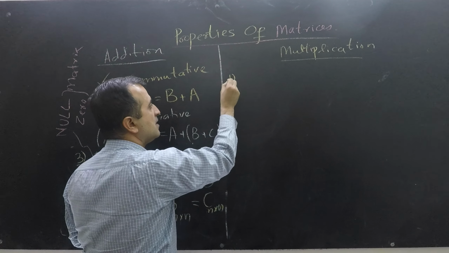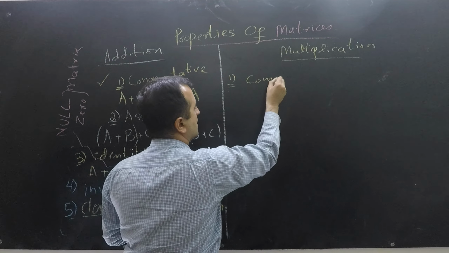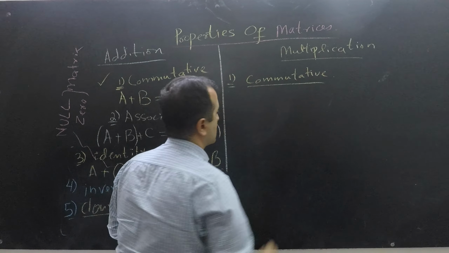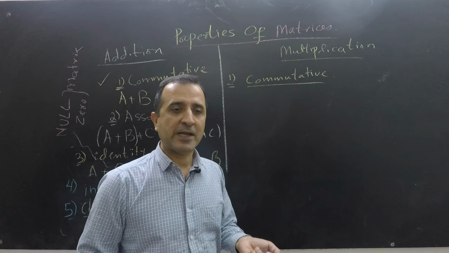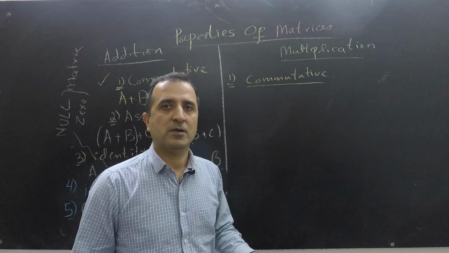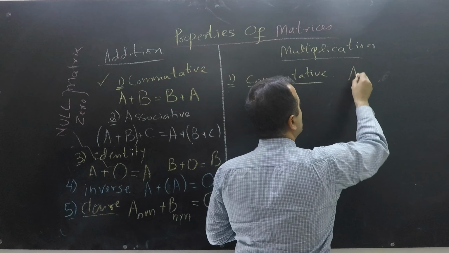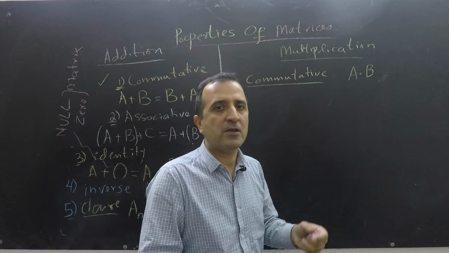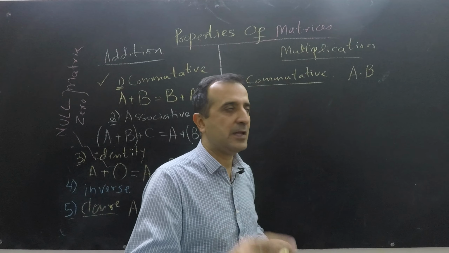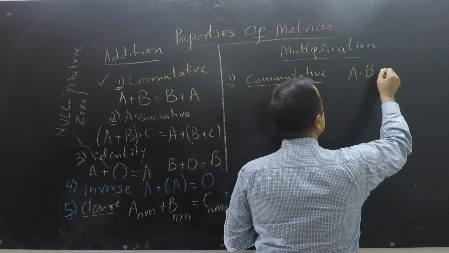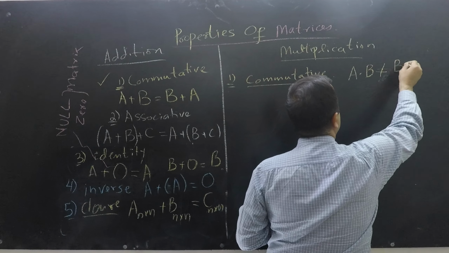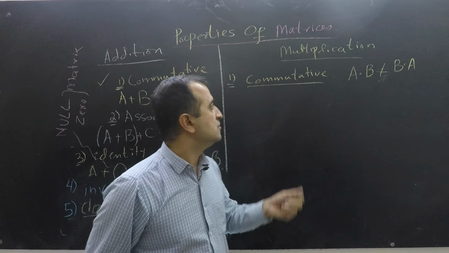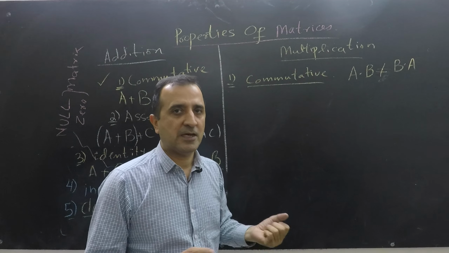So property number 1 is commutative. In general, for multiplication, this property does not hold. That means in general, if we say A times B, I'm writing here a dot sign, but in case of multiplication you don't have to write the dot sign, you can just write AB. So A times B is in general not equal to B times A. That means if we change the order of matrices, our result also changes. So the commutative property in case of multiplication does not exist.